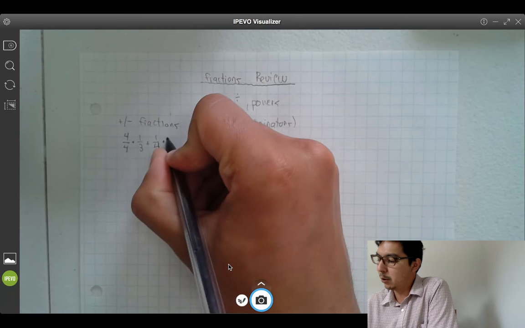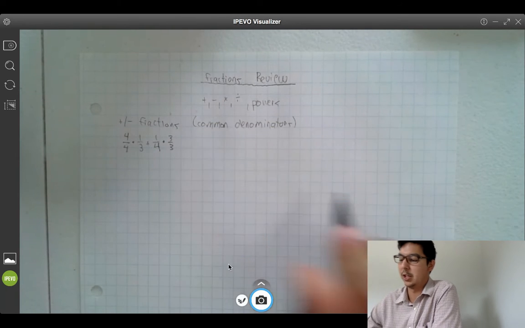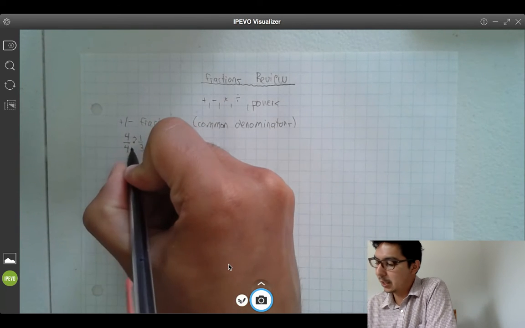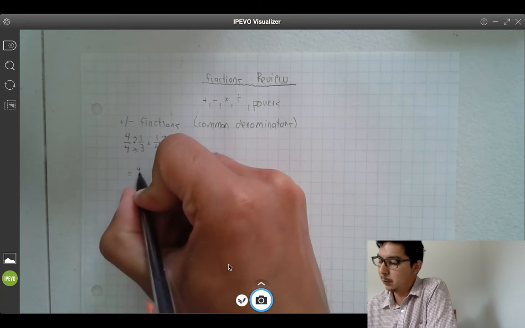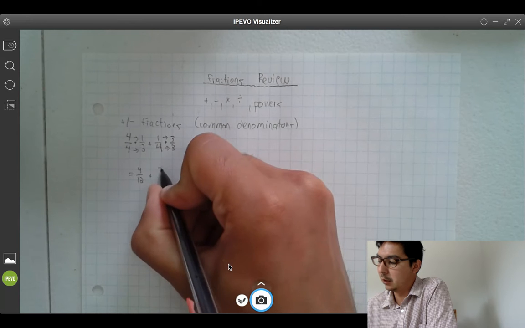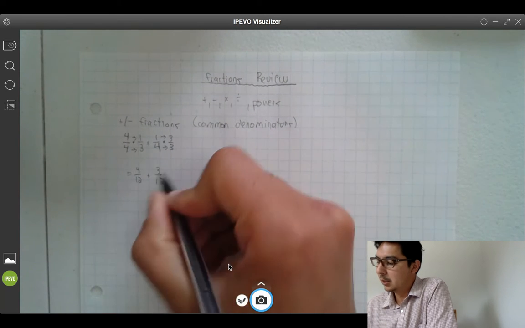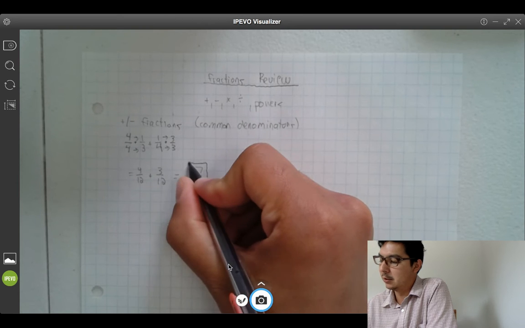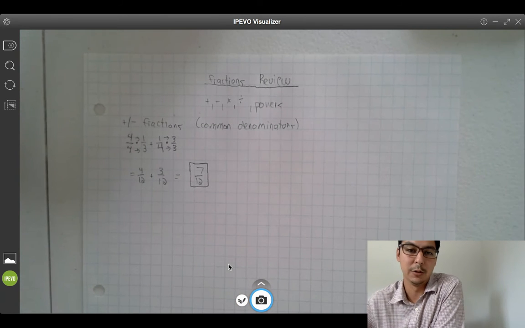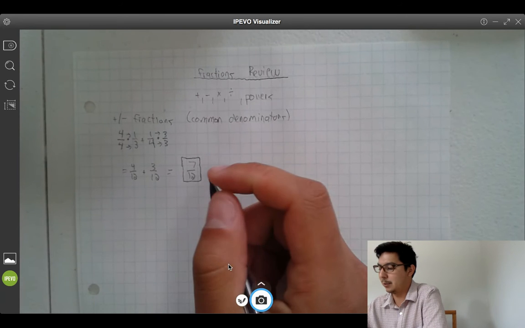And then 1/4 multiplied by 3/3, which again doesn't change the problem. When you multiply fractions, you multiply straight across. So 4 times 1 is 4, 4 times 3 is 12. This side over here will have 3/12. And then when you add them, the denominator stays the same, and the top add if you can. And in this case, we get 7/12. So that's adding, subtracting fractions.